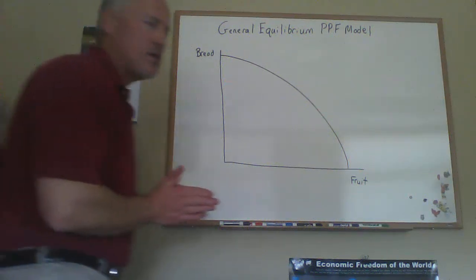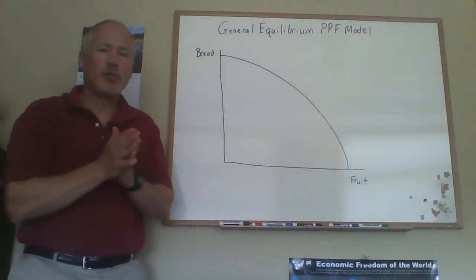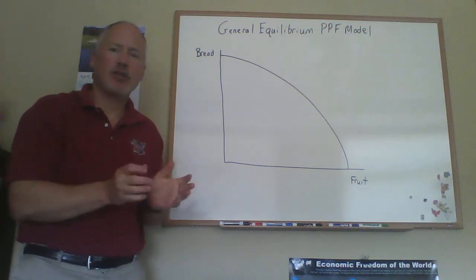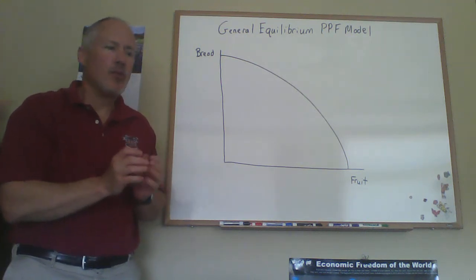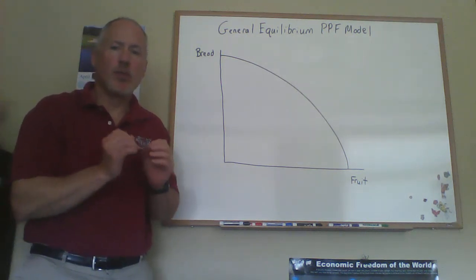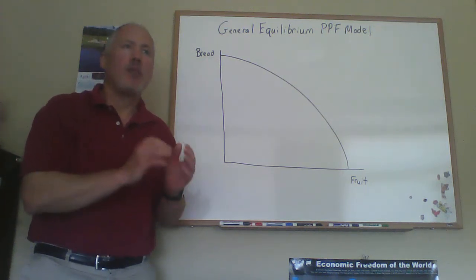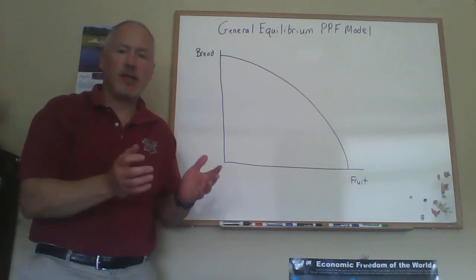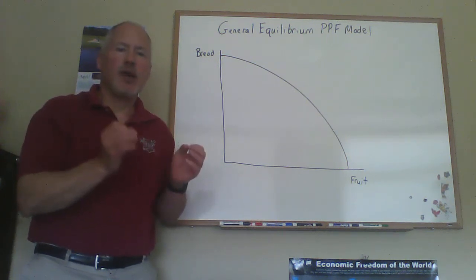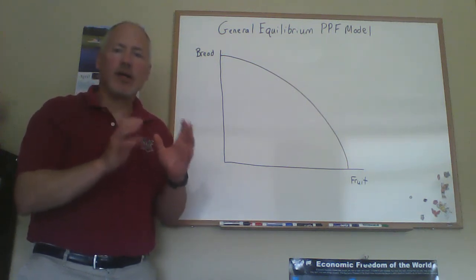This video is going to look at the production possibilities frontier general equilibrium model. Before we get into this, I want to say a few words on what we mean by a general equilibrium model versus a partial equilibrium model. A partial equilibrium model is like supply and demand. In that model, we're looking at one market in isolation.